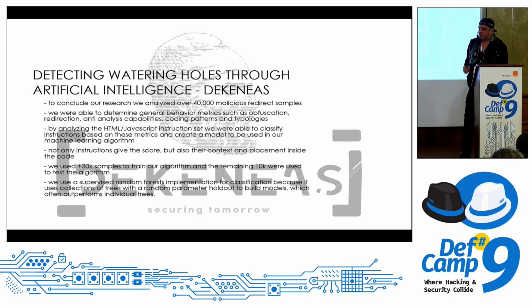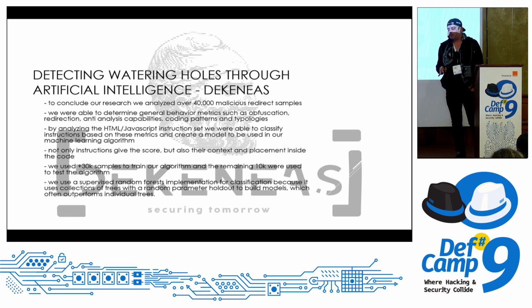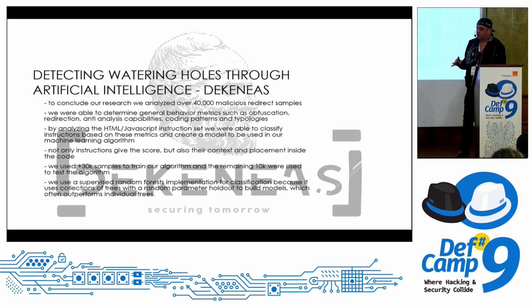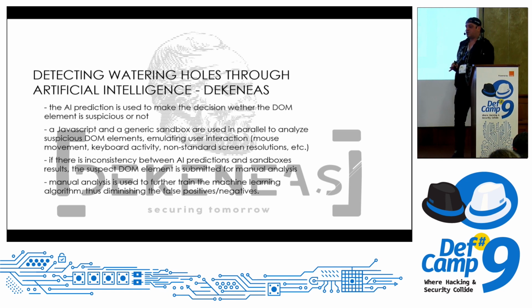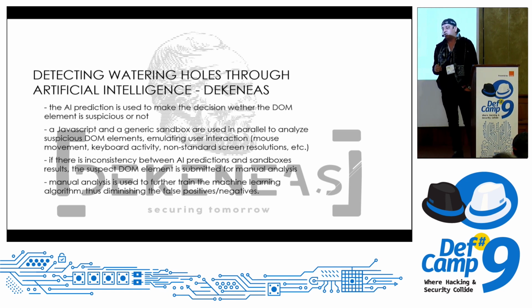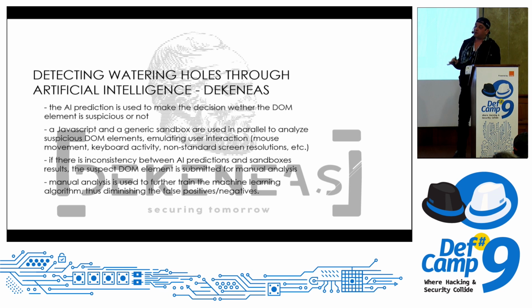We use a supervised random forest implementation for classification because it uses a collection of trees with a random parameter holdout to build models, which very often outperforms individual trees. And the artificial intelligence prediction is used to make the decision whether the DOM element is suspicious or not.